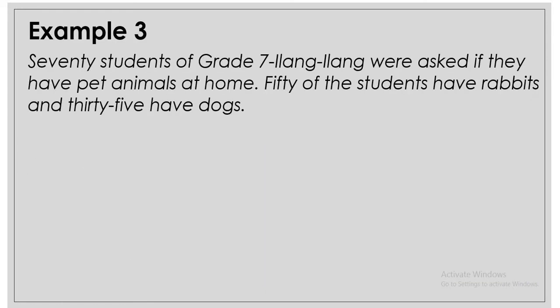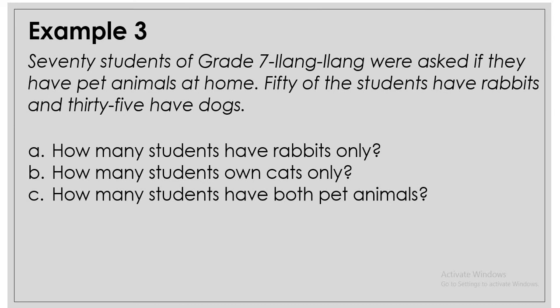Example number 3. 70 students of grade 7 ilang-ilang were asked whether they have pet animals at home. 50 of the students have rabbits and 35 have dogs. The questions are: A. How many students have rabbits only? B. How many students own dogs only? C. How many students have both pet animals?